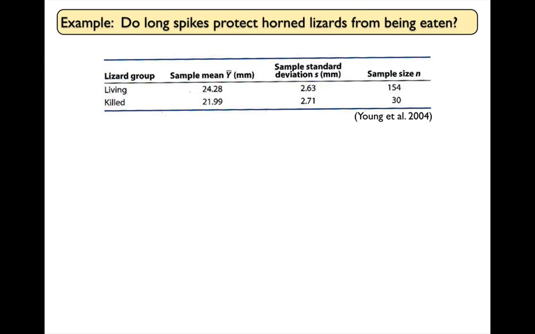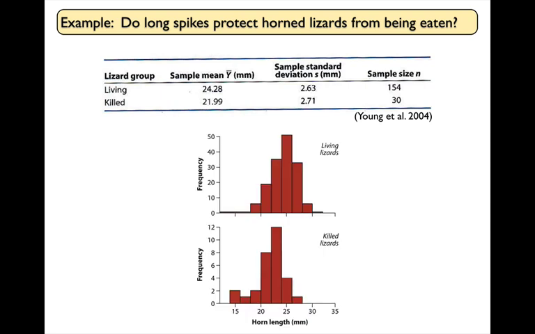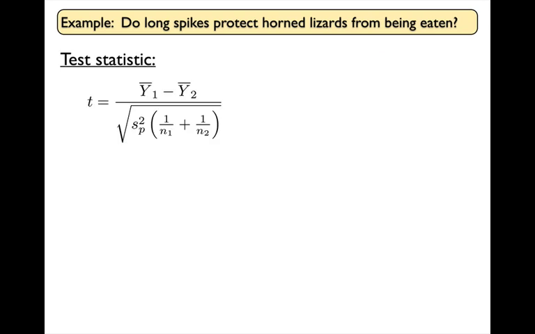So you can compute the standard deviations, which is the measure of spread in each population, and then you have sample sizes there, which are pretty different. Here's a frequency histogram or distribution of the data. Living lizards up top, killed lizards below. And again, horn length is the horizontal axis. You can kind of see that the distribution is a little shifted more to the right for living lizards. So let's test if the means are significantly different.